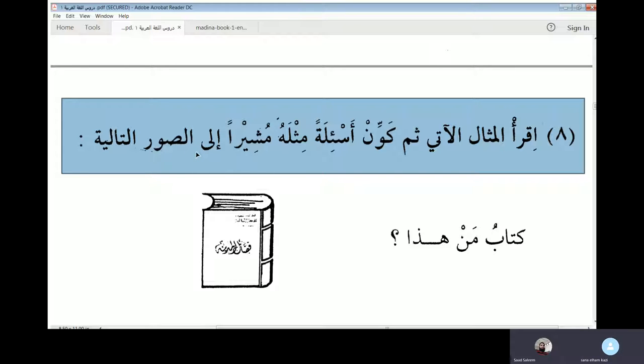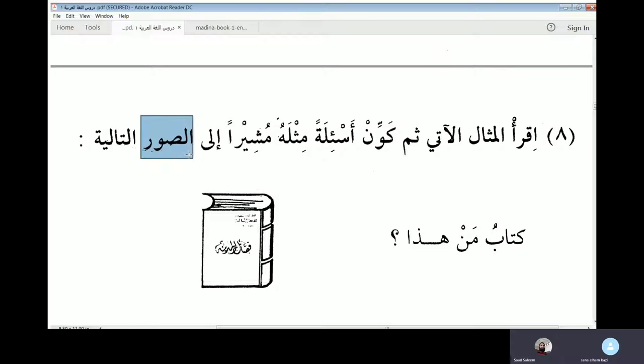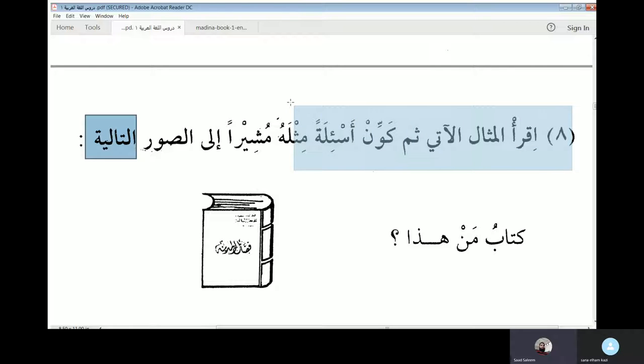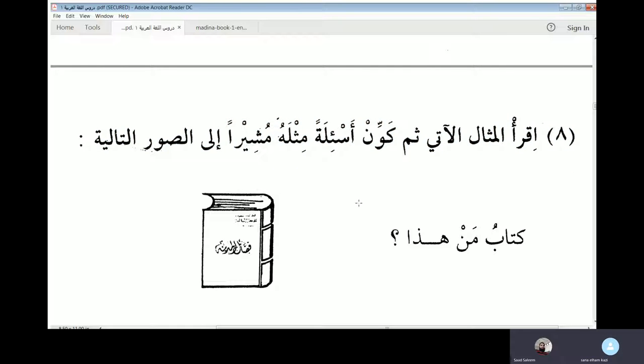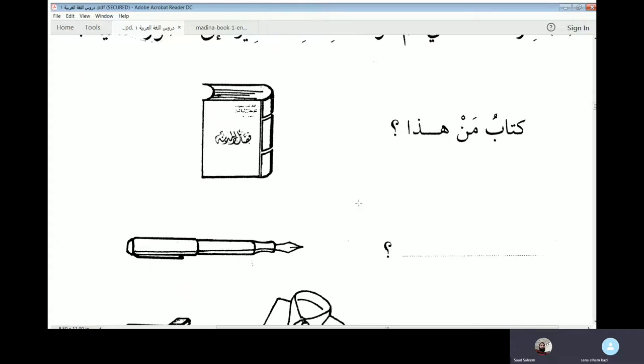Ila suri taliyati. Suwar means pictures. Taliya means following or coming. So read the following example, then make questions like it, pointing to the following pictures. Okay, inshallah.